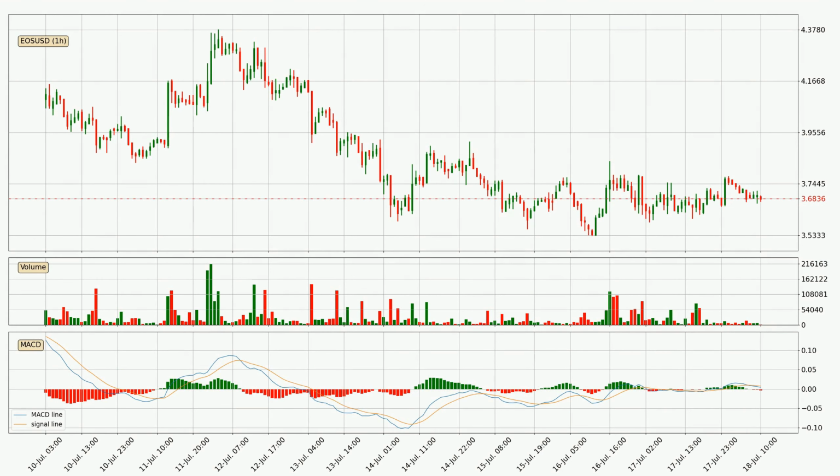Jumping to the hourly MACD, the MACD line is below the signal line, which shows that the current trend is on the downside. The MACD histogram shows that the momentum is currently strong and the price could be expected to go further to the downside.